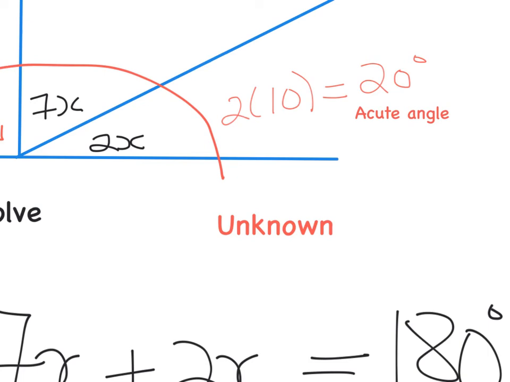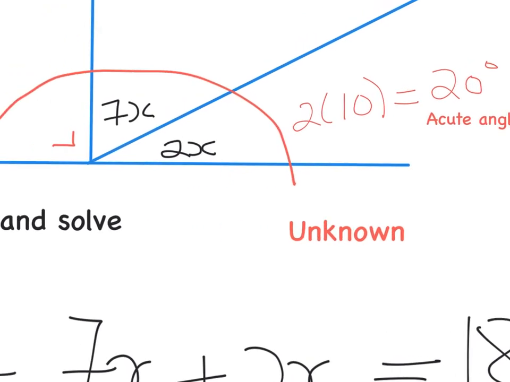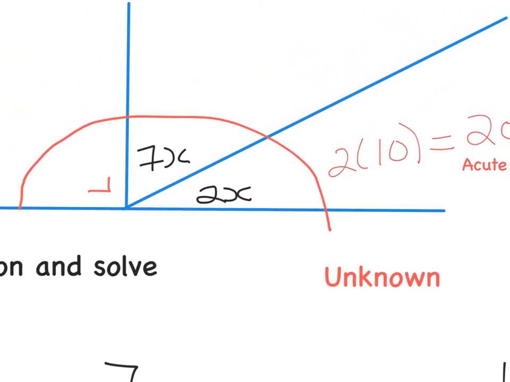And then if I was to have a look a little bit further at the 7x, I figured out that the x is now 10 degrees, so 7x means 7 multiplied by x, which would in turn be 7 multiplied by 10, which is 70 degrees. Which is again another example of an acute angle.